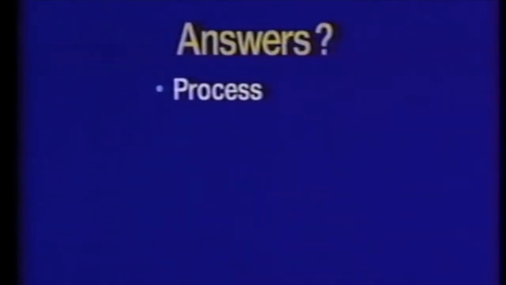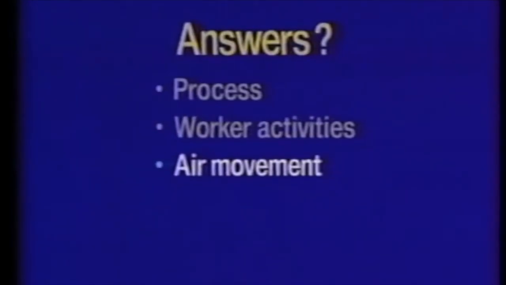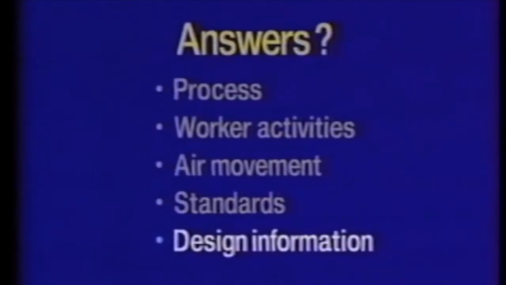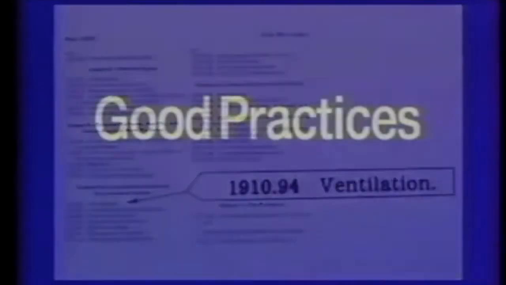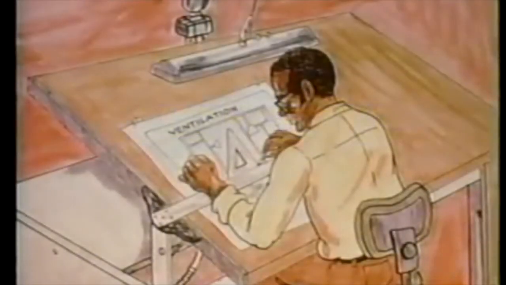These questions are usually answered through careful study of the industrial process, worker activities, the air movement in the workplace, and by searching design references for appropriate standards and design information. For example, OSHA has included some design criteria in its ventilation regulations. We'll discuss more about this later. Now, let's look at a few good practices to follow when designing, building, and operating a local exhaust system. Be sure trained personnel are used, such as ventilation engineers or industrial hygienists.